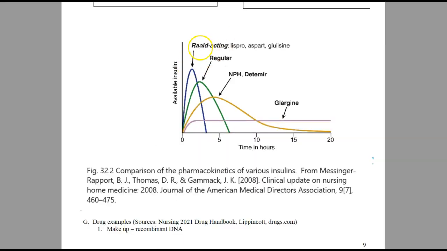You can see here that this is the rapid acting, regular, NPH, and glargine. So these are the available insulins, and usually here is their onset. This is the peak or the highest level, and towards the end it goes down. So when it ends, that's basically their duration. This is how long it stays in the system. As you can see, the rapid acting peaks really quickly and it goes away really quickly as well.